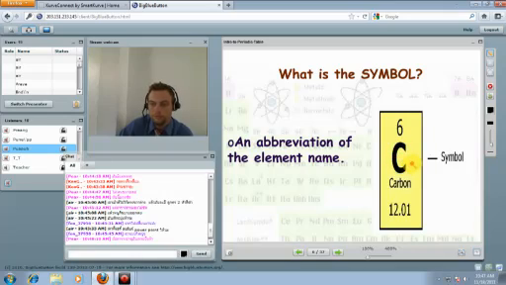The symbol. Well, this is pretty simple. The symbol is the abbreviation of the element name. In this case, carbon. And it's helpful because if we were to write carbon in huge letters, the periodic table would be enormous. So, yeah, these are going to become very familiar by the end of the year or the end of the term. Carbon is one of the most common, so there's only one, C, carbon.